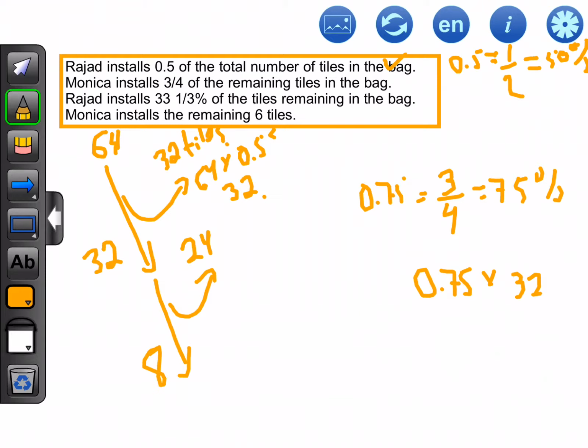Yeah, that is right, because 0.75 times 32 is 24. So that number is installed. 32 minus the 24 that are installed leaves me with 8. And now that clue is done.